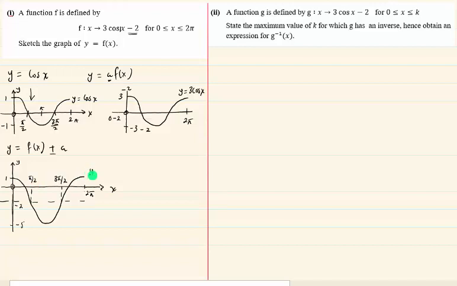So there we have it. We now have the graph of y equals f of x, which is 3 cos x minus 2, and we were required to draw it from 0 to 2 pi radians.